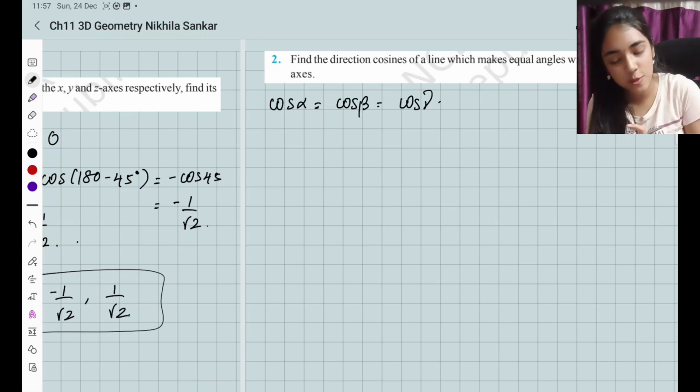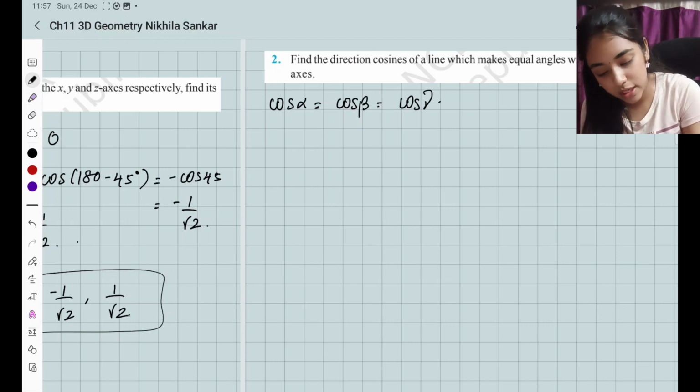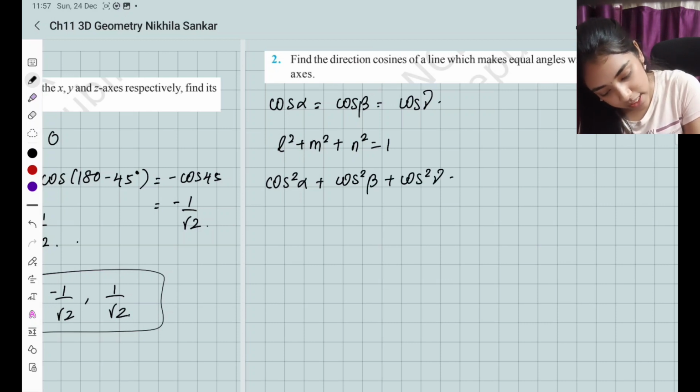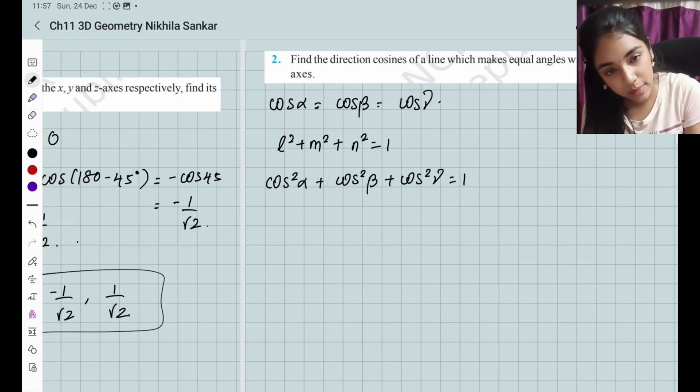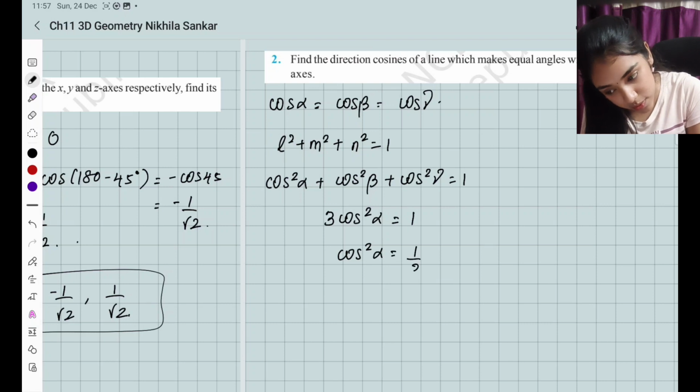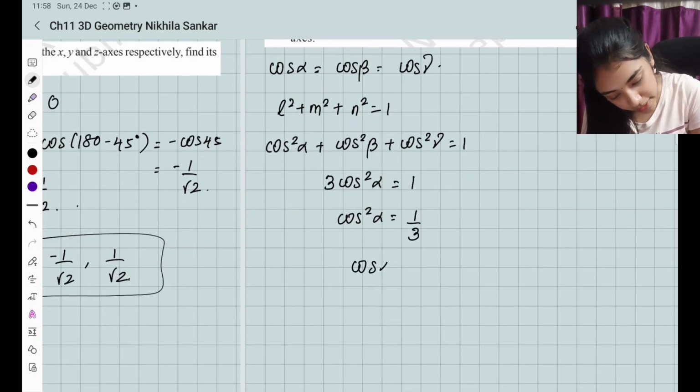மொத்தத்துல equal angles பண்ணுது. So alpha, beta and gamma are all going to be equal. இப்போ direction cosines கண்டுபிடிக்கலாமா? What relation do you know? I know that l square plus m square plus n square equals 1, which means cos square alpha plus cos square beta plus cos square gamma equals 1. Since they are all equal, I can put them all together. So I have 3 times cos square alpha equals 1. So cos square alpha equals 1 divided by 3. So this is going to be cos alpha equals plus or minus 1 by root 3.